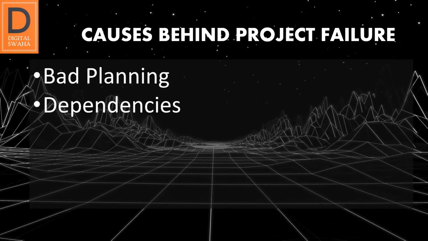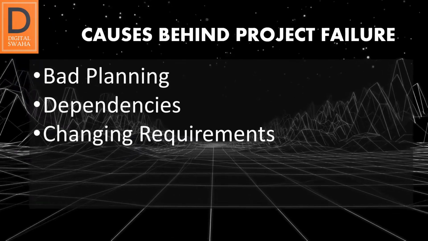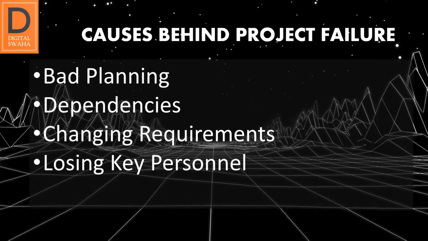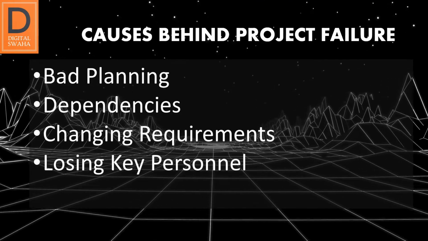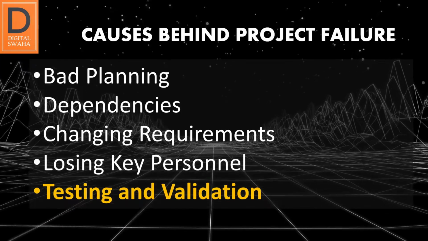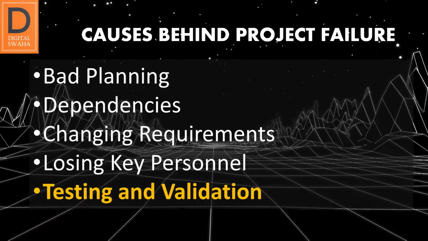Software projects falter more often than not. When you slice and dice the reasons behind the failure, there could be a number of causes. Bad planning, dependencies, changing requirements, and losing key people are some of the reasons. On the top of the list, testing and validation is one of the key reasons why either a software delivery gets delayed or a delivered software gets into an abyss of problems.